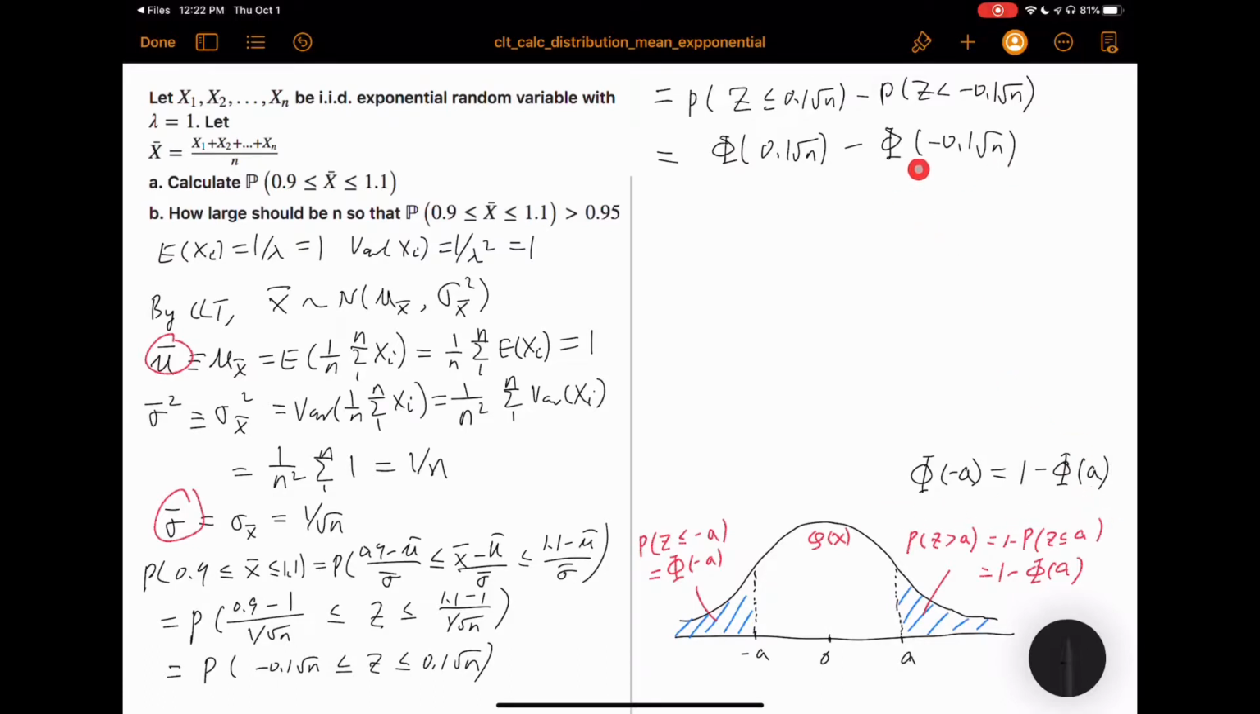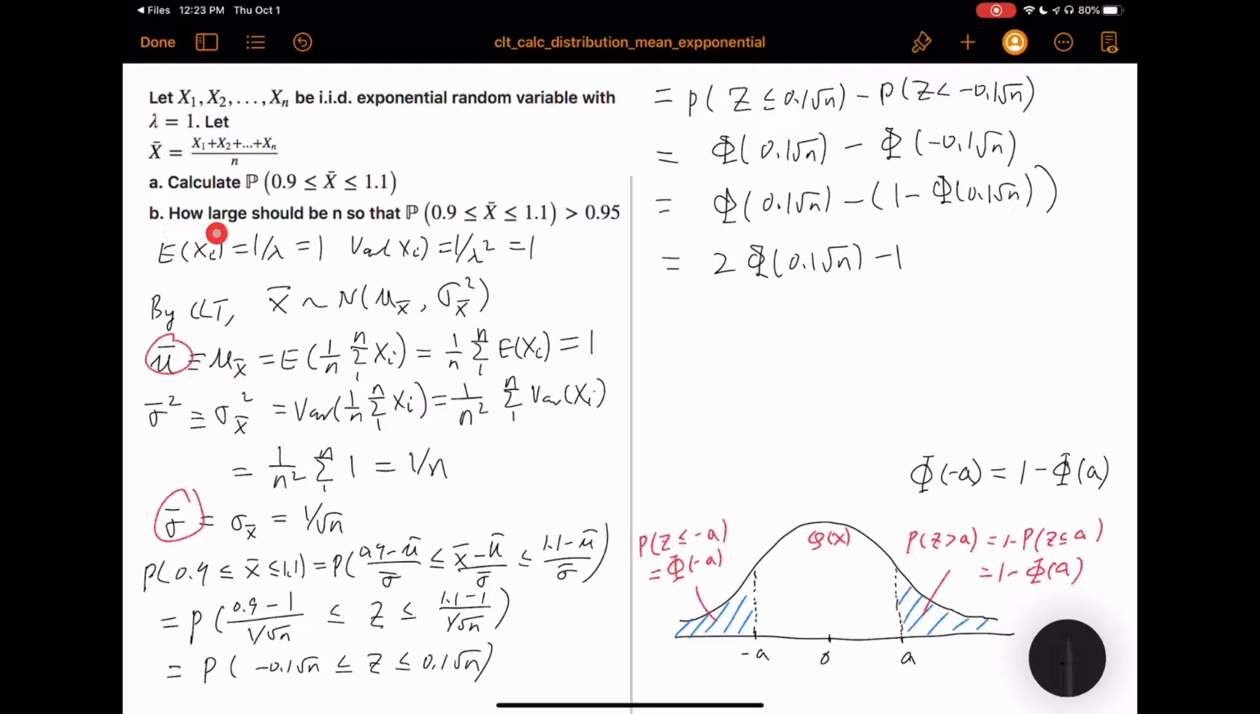We can simplify this item and rewrite it as phi of 0.1 square root of n minus 1 minus phi of 0.1 square root of n. So this is equal to 2 phi of 0.1 square root of n minus 1. Now we have calculated that the probability of X bar being between 0.9 and 1.1 is 2 times phi of 0.1 times square root of n, minus 1.